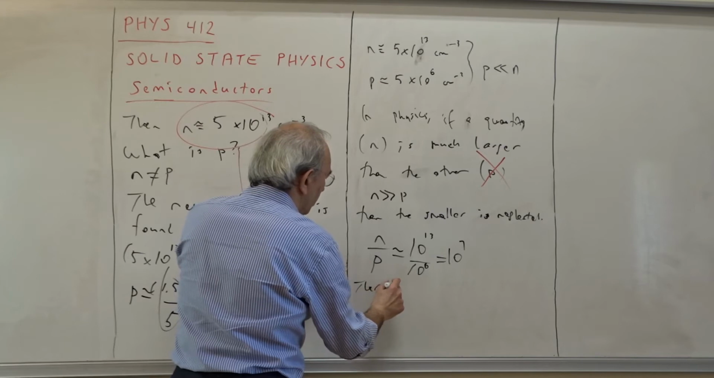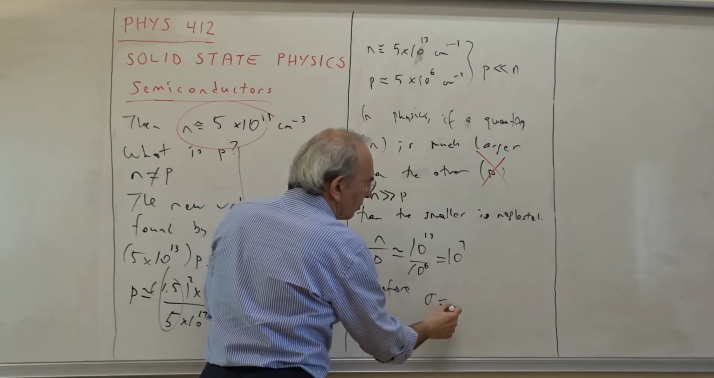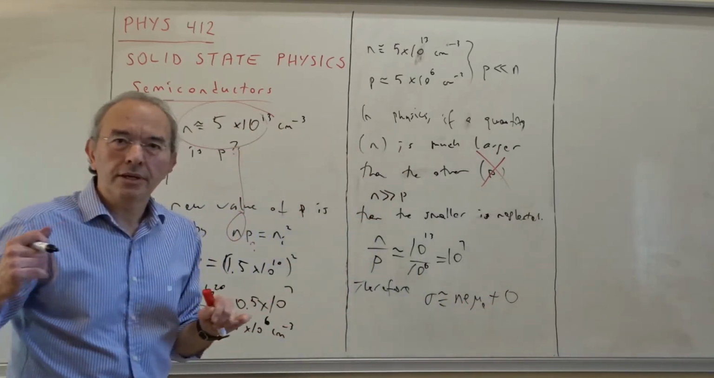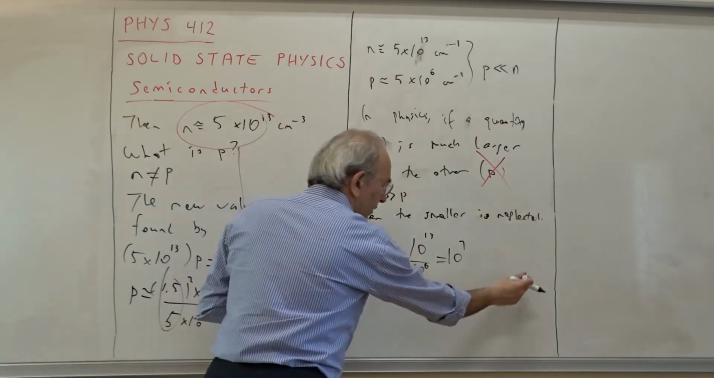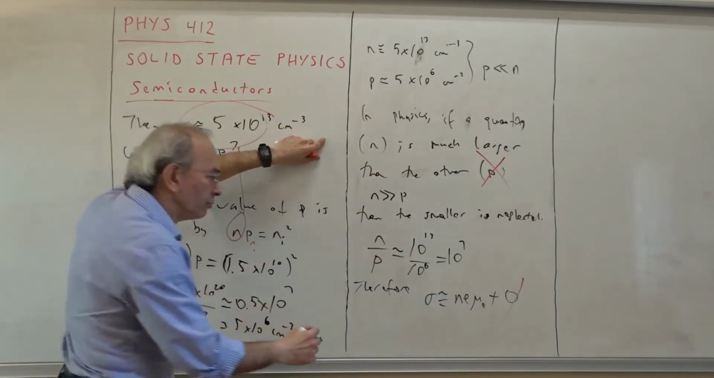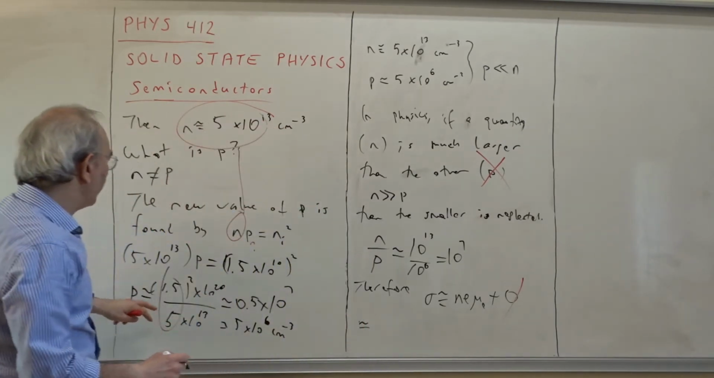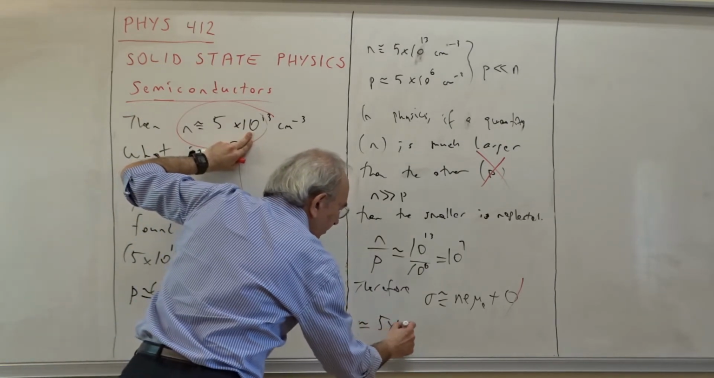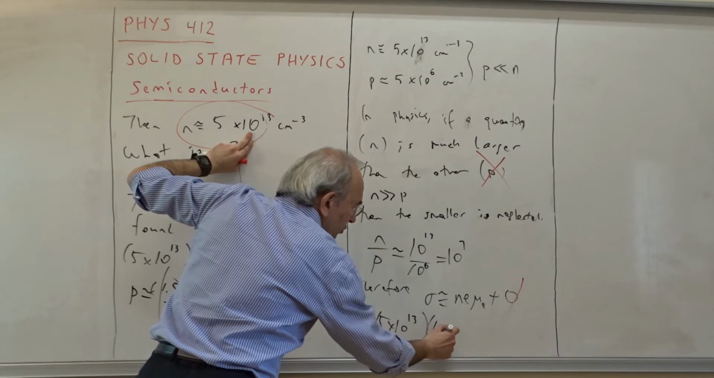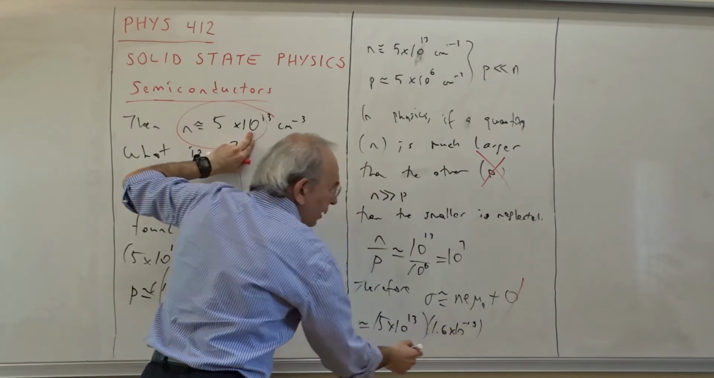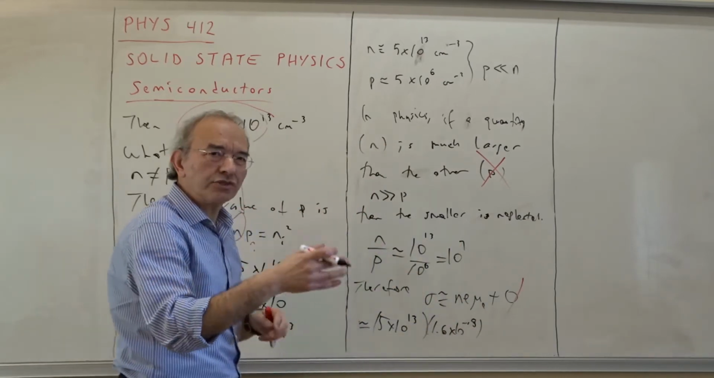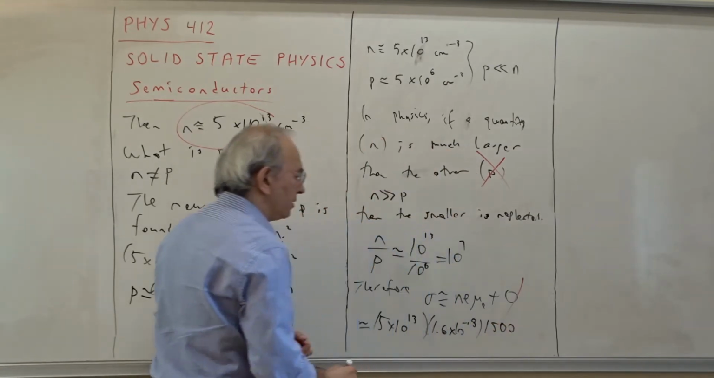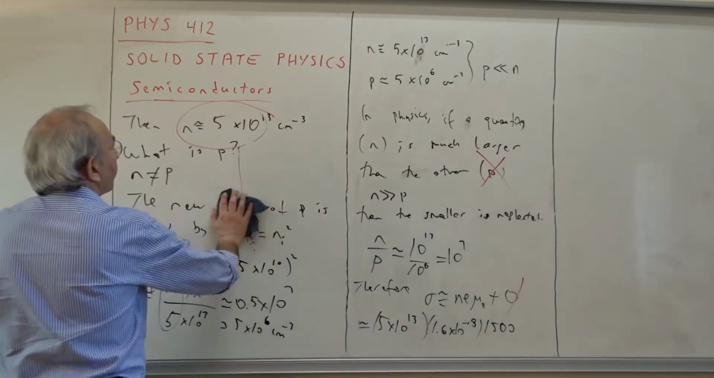Therefore, what is the new sigma? It is approximately n e mu, that's all, plus nothing coming from the positive part. Alright, and n e mu is easily calculated. What is the new value of n? It is now 5 times 10 to the 13, multiplied by the charge 1.6 10 to the minus 19, and only the mobility of the electron, which is roughly 1,500, 1,350, but let me take it as this much and write the result here.